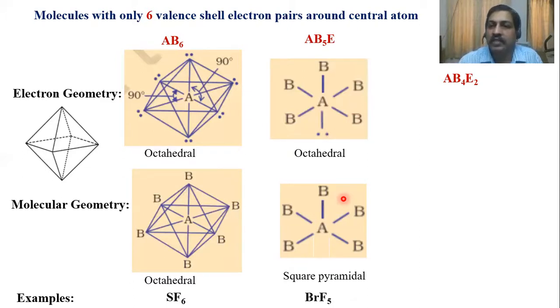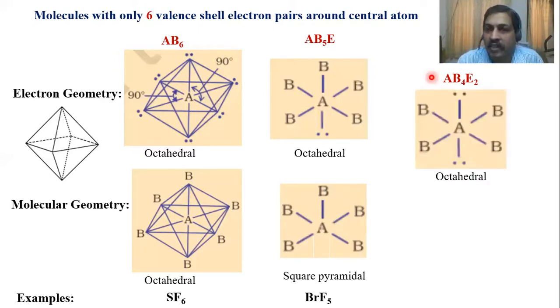Now let us look at AB4E2 type of molecule. So the electron geometry is again octahedral. In AB4E2 type, there are 2 lone electron pairs and 4 bond electron pairs. The 2 lone electron pairs occupy axially opposite corners of the octahedron, and the remaining positions are occupied by the bond electron pairs. So this is the electron geometry for AB4E2 type of molecule.